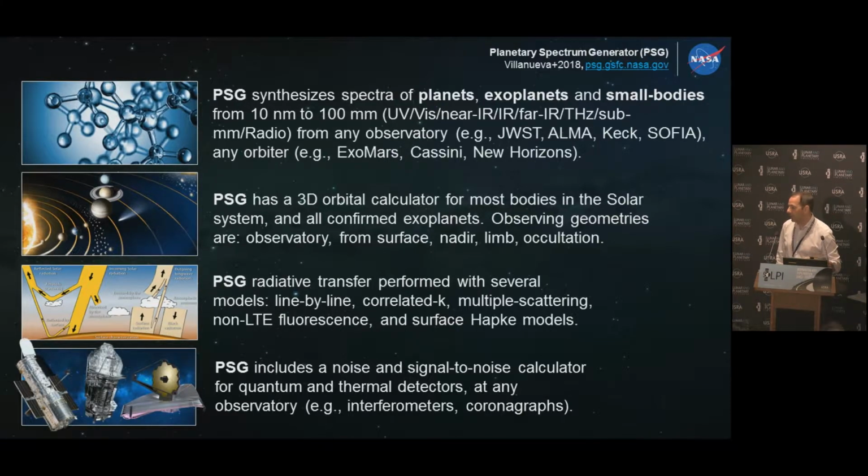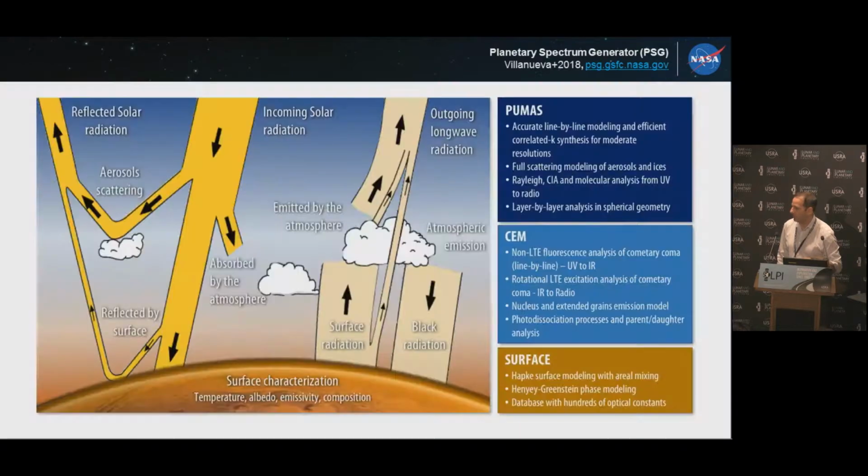And the neat thing is that it also includes noise simulators for a lot of spacecraft and observatories out there. I will show you a little bit about that, including interferometers and coronagraphs too. As you've seen in this plot before, these are the components that go into the write and infer, and all these elements are actually included in the code.